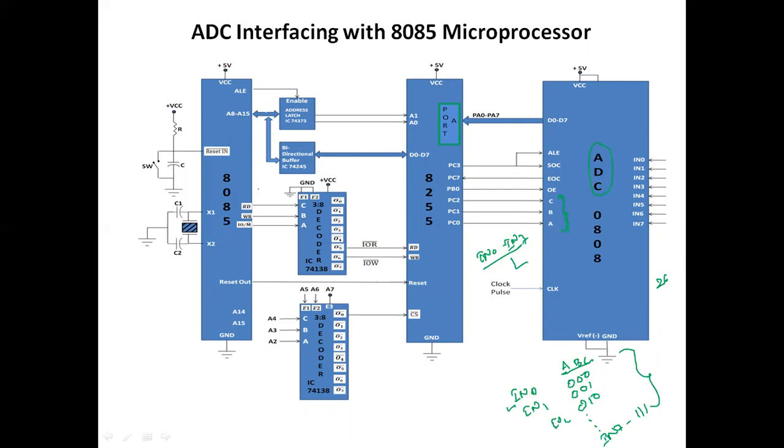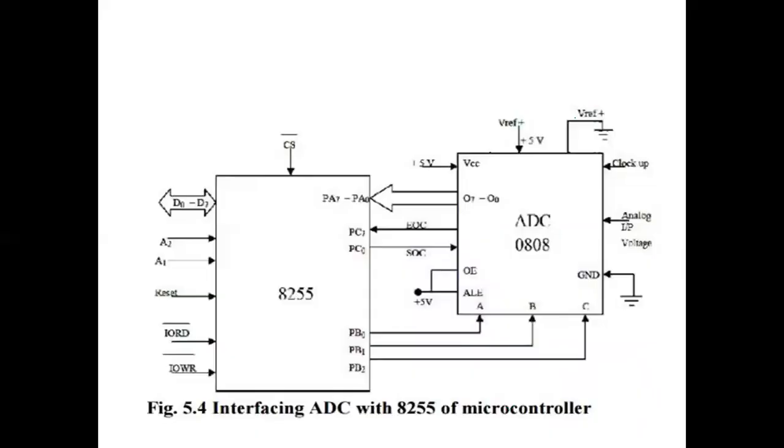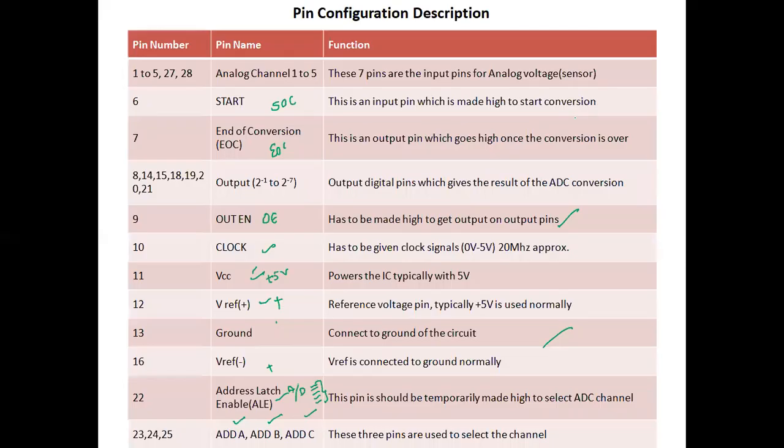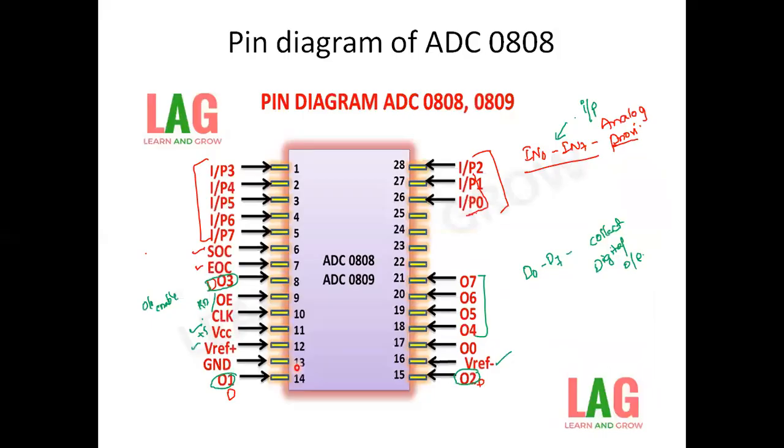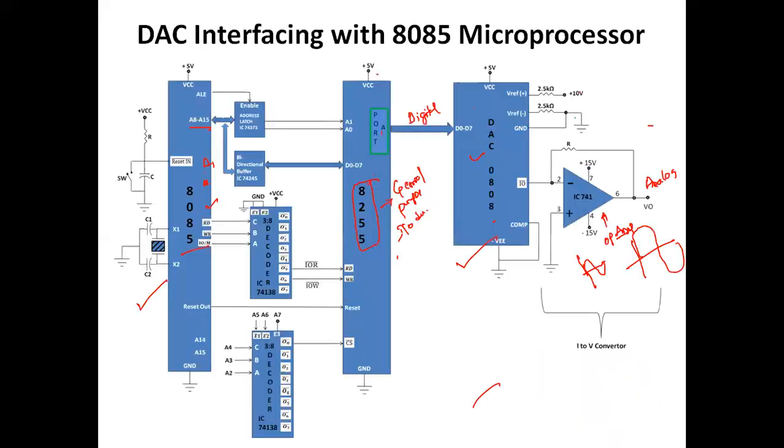Here the circuitry is the same as with the 8085. We have to interface with the 8255, and only then will we get the final conversion. By making use of port A, we collect the analog data, and that analog data is converted into digital form. After the conversion to digital form, we collect the data. So this is how A to D and D to A conversions are done. These are the pin diagrams that we have seen for the ADC and for the DAC.